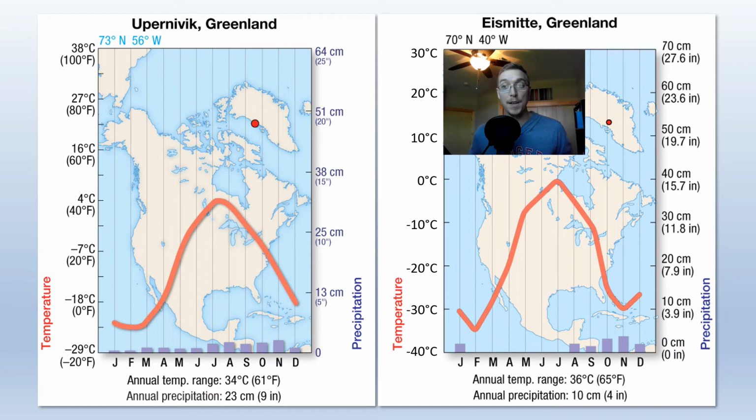Next stop for us is Upernavik in Greenland and Icemit in Greenland. Before you pause, note the differences in the axes on these examples. They are slightly shifted from the ones we've been looking at prior. Good luck.